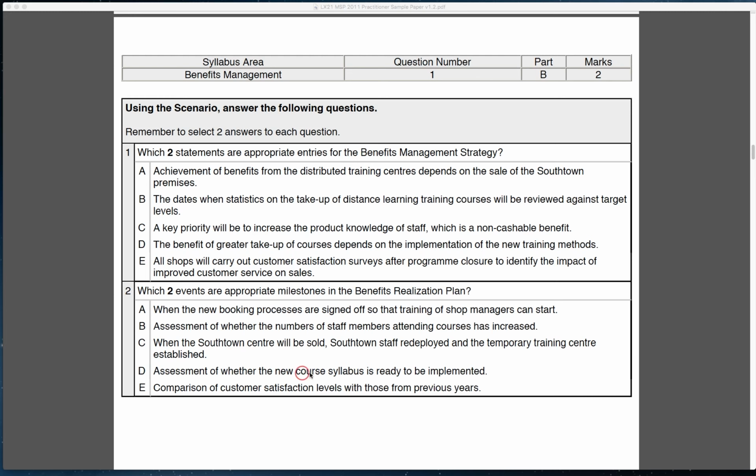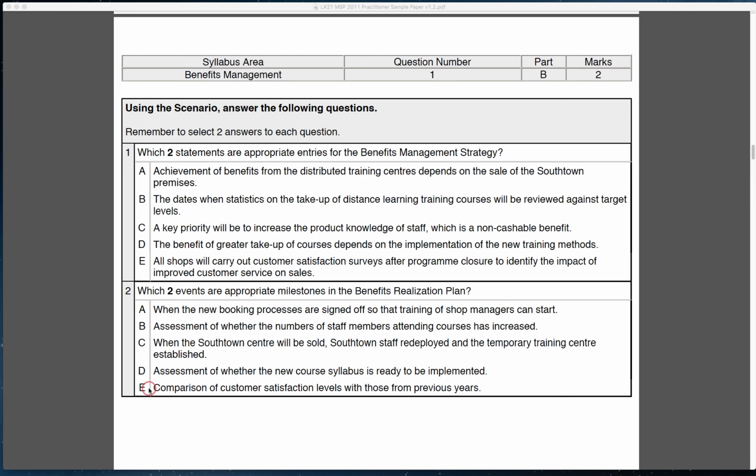D, assessment of whether the new course syllabus is ready to be implemented. Once again, this is to do with outputs from the projects within the program, and looking to see how we've managed to complete that particular work. Are we ready to roll that out? So that's really got nothing to do with the benefits at all either.